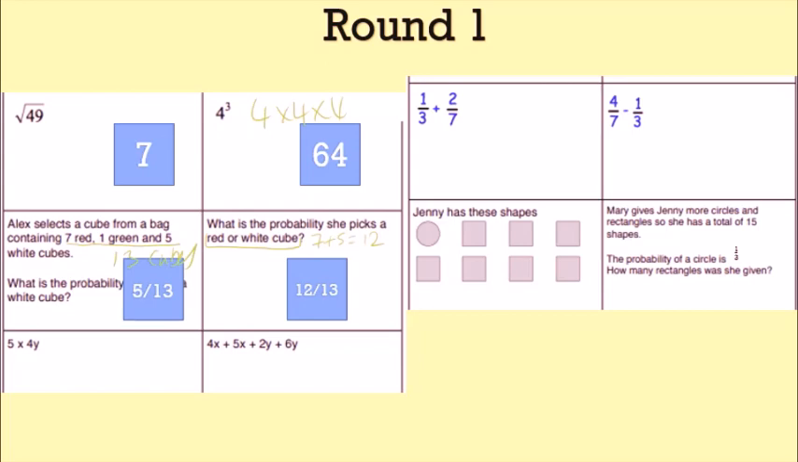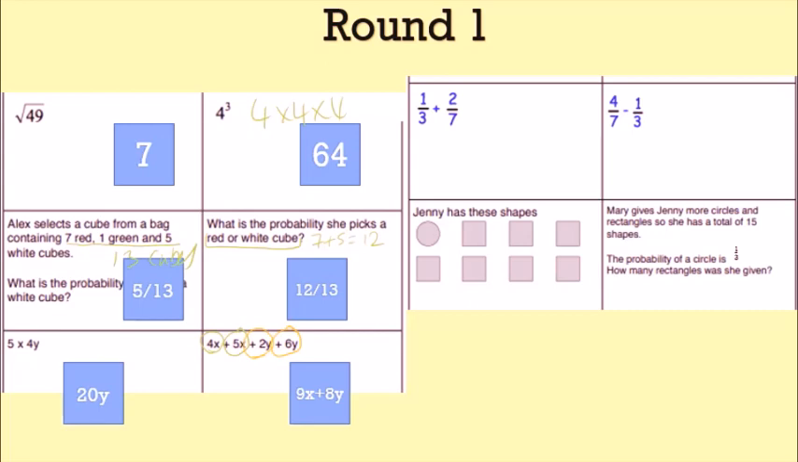When we multiply two terms together, we can multiply the numbers and the letters together. 5 times 4 is 20, so the answer will be 20y. When we add together terms in algebra, we look for like terms. The 5x and the 4x are like terms, and the 2y and 6y are like terms. Collecting the like terms gives 9x plus 8y, and 5 times 4y is 20y.